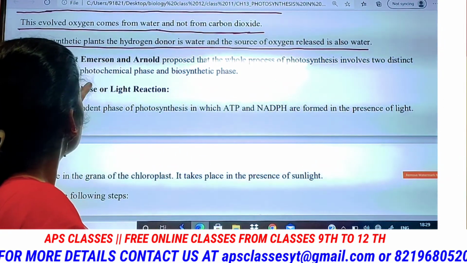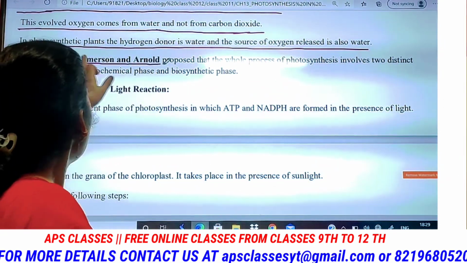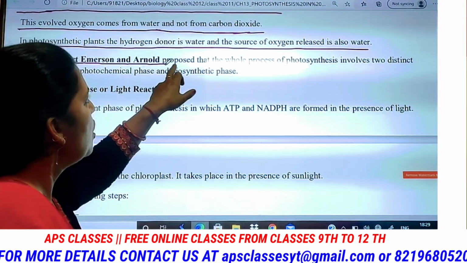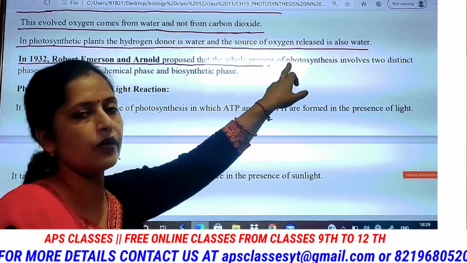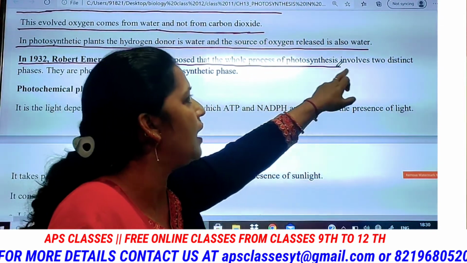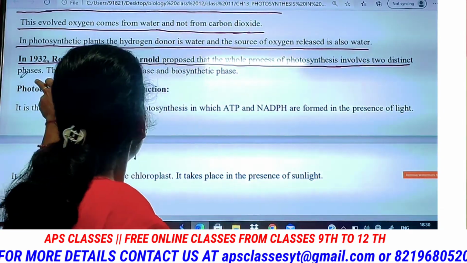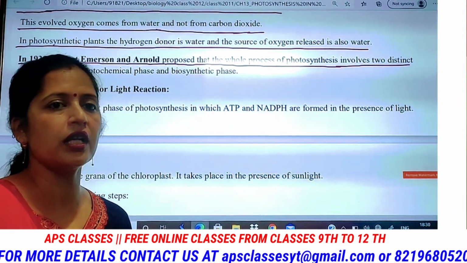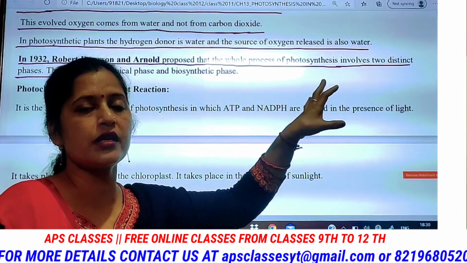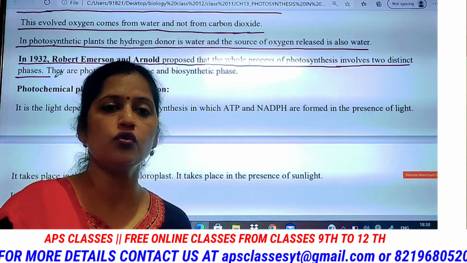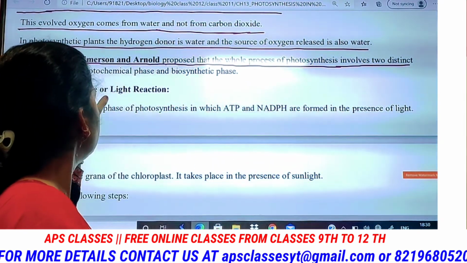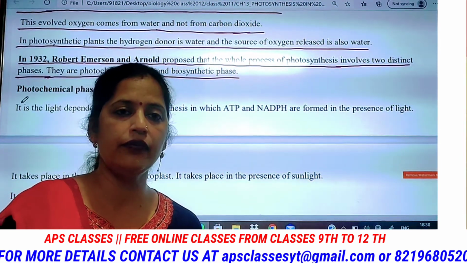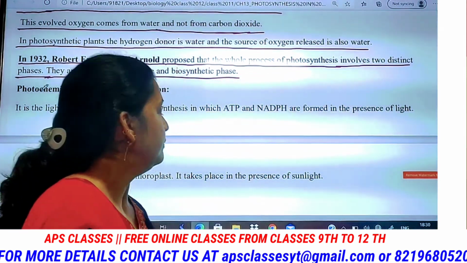In 1932, Robert Emerson and Arnold. अब 1932 में दो साइंटिस्ट थे, Robert Emerson as well as Arnold. उन्होंने क्या प्रपोज किया था, that the whole process of photosynthesis involves two distinct phases. अब ये दो साइंटिस्ट जो थे, उन्होंने जो कंक्लूजन निकाला था कि जो whole process है फोटोसिंथेसिस का, that takes place in two phases, the photochemical phase as well as the biosynthetic phase. और जो दो फेज थे वो थे photochemical phase as well as biosynthetic phase.